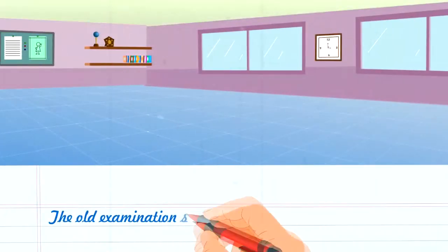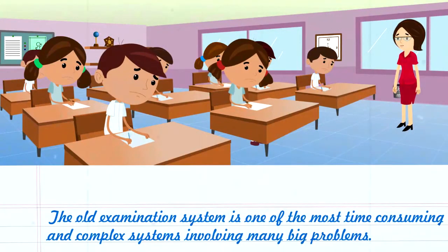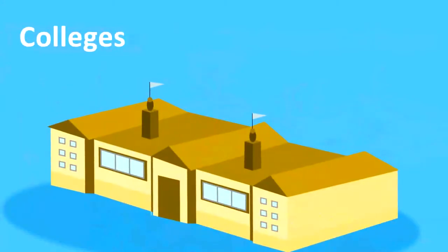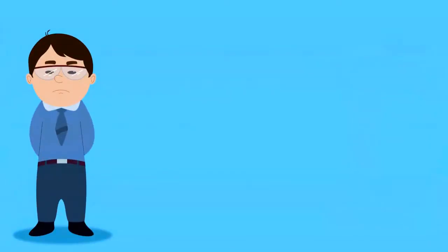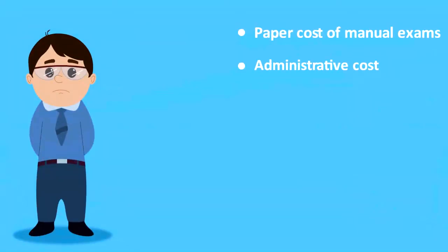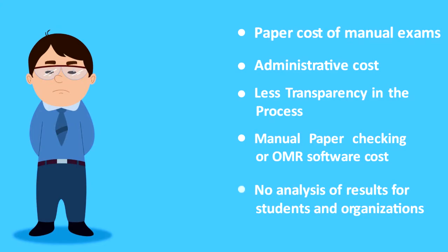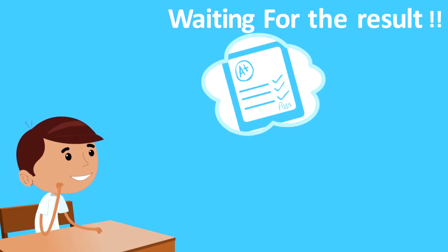The old examination system is one of the most time-consuming and complex systems that causes everyone big problems. Problems for teachers, institutions, colleges, and even for students. So, what are these problems? Paper cost of manual exams, administrative cost, less transparency in the process, manual paper checking or OMR software cost, no analysis of results for students and organizations. And one of the most important is waiting for the result.